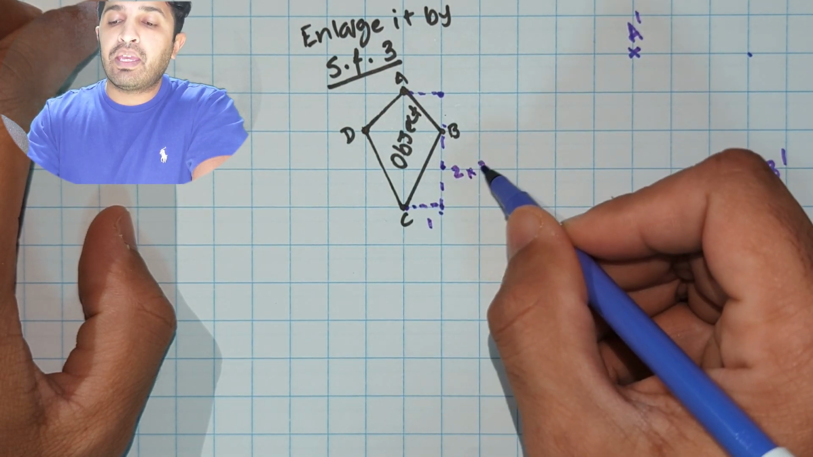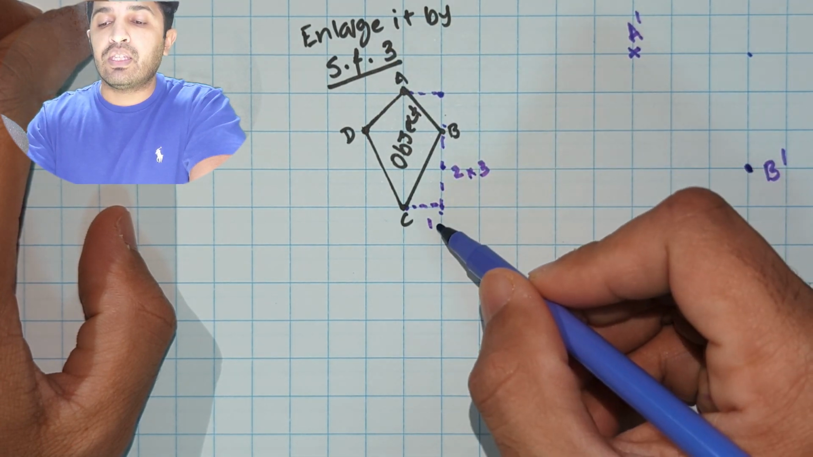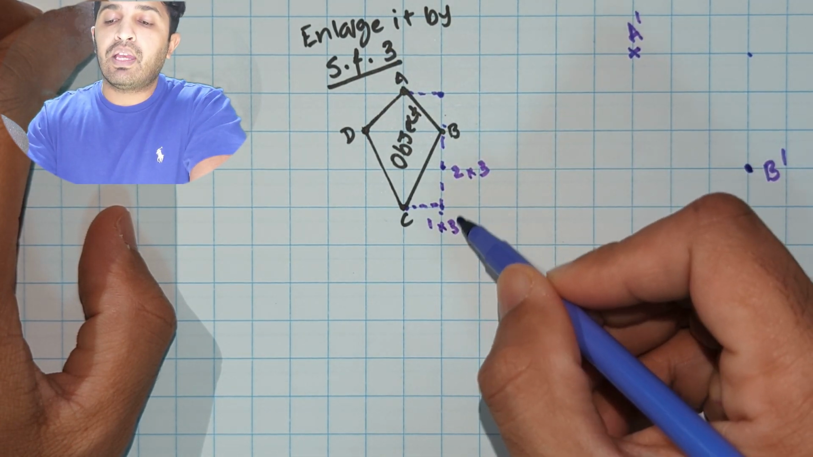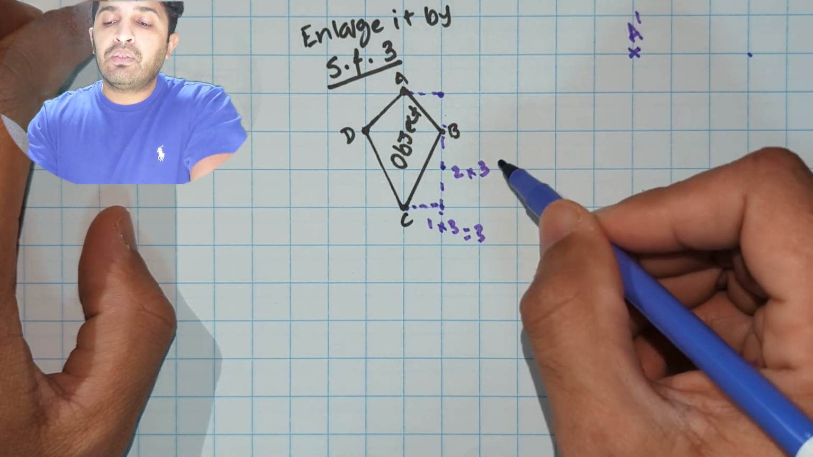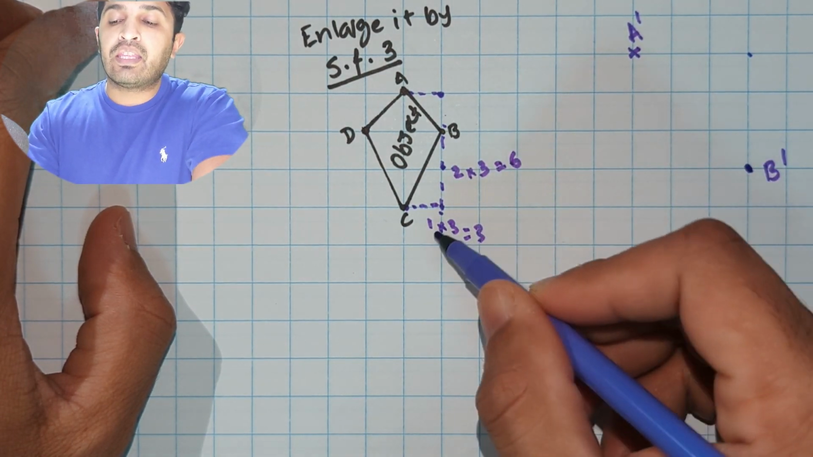So multiply that by 3. Why? Because the scale factor is 3. So instead of going 2 down, we're going to go 6 down and 3 to the left.